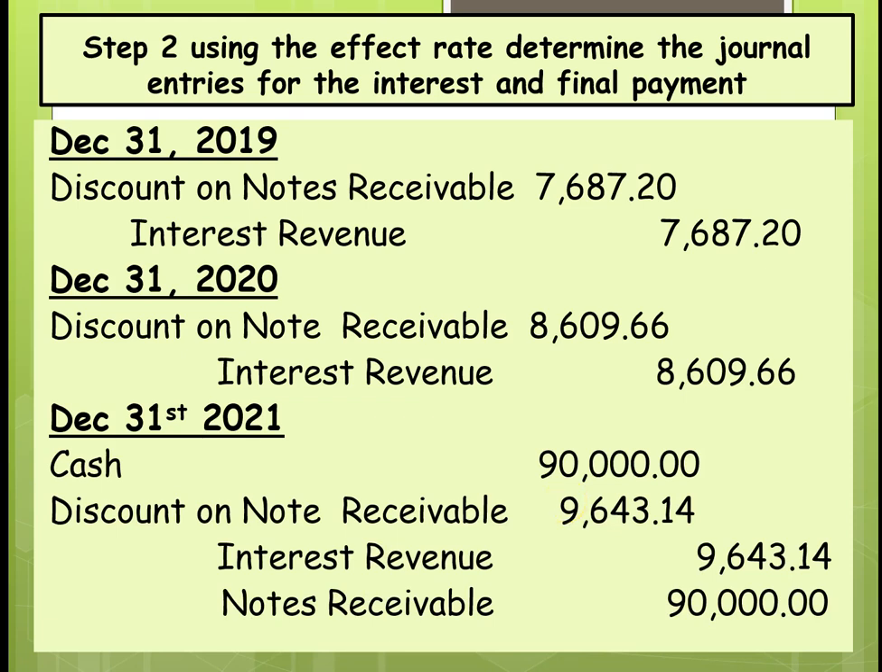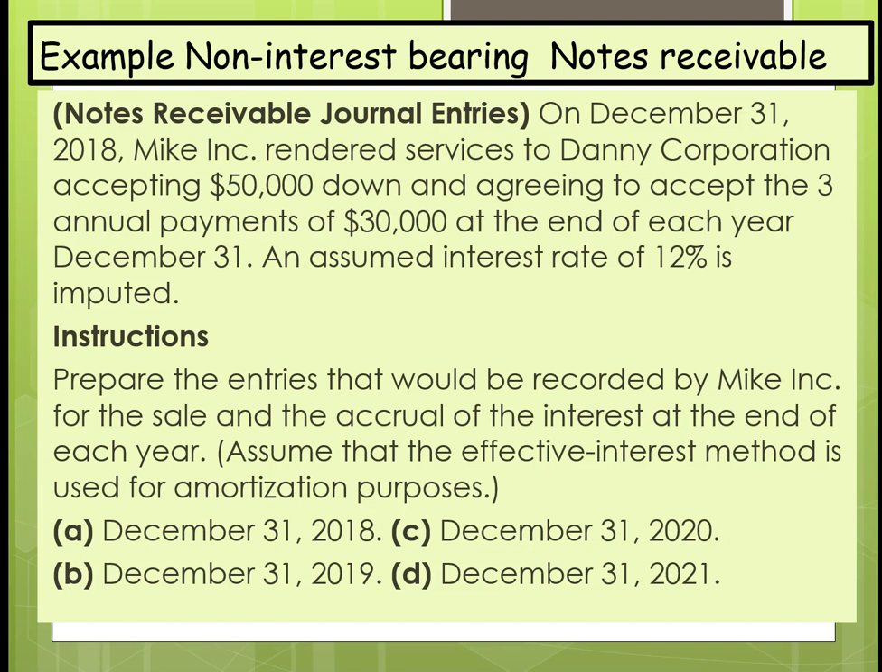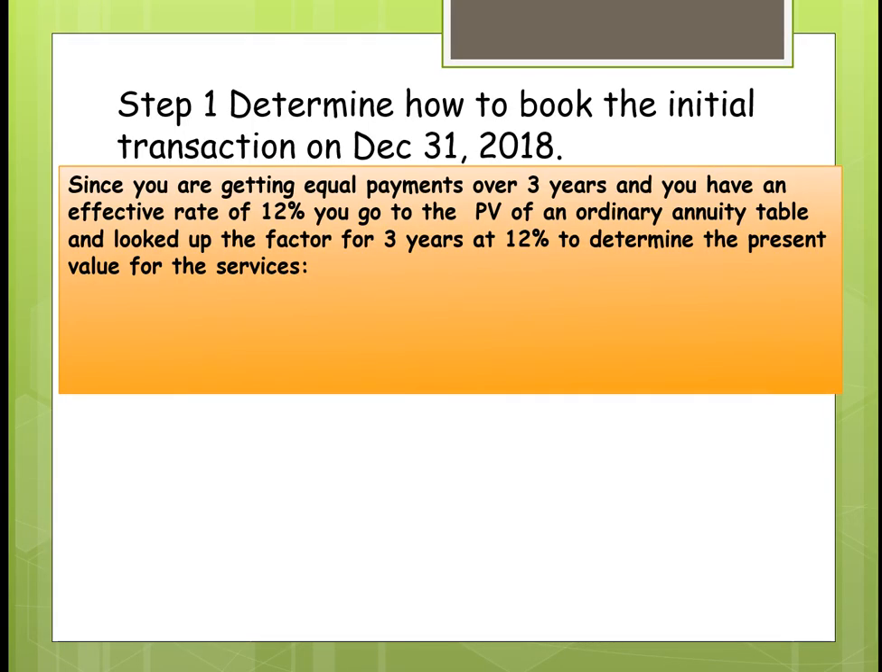Now let's look at this. What if we have a non-interest bearing note, but we have payments over 3 years of the same dollar amount? Remember, in order to use the present value of an annuity table, they must be the same dollar amount. If they're not, you can't use the present value of an annuity table. So we go to the present value of an ordinary annuity table because the first payment is at the end of the period. We go down 3 years, we go across 12%, and we get our factor.